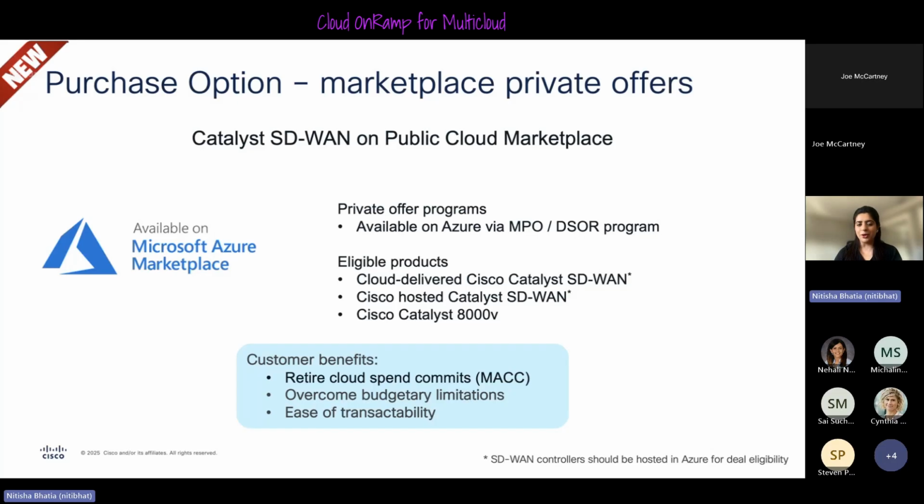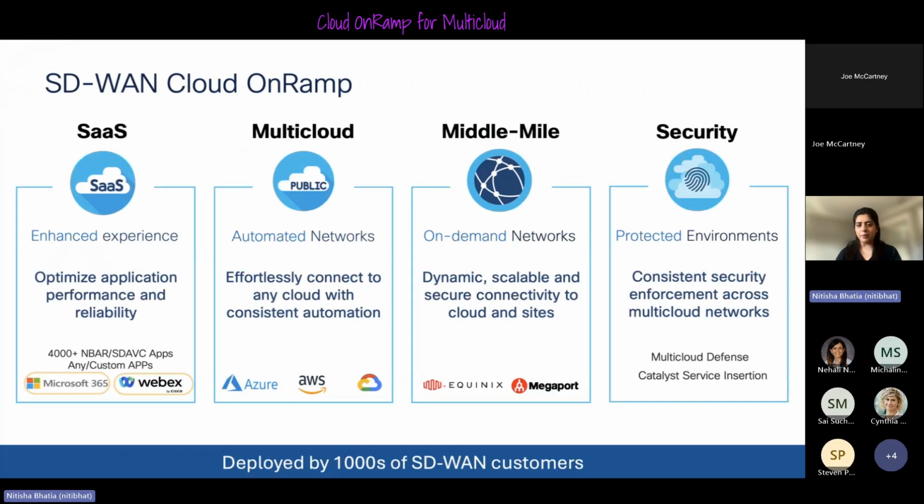The other piece I want to talk about, which is again a recap from the previous one, is just the four core pillars of Cisco SD-WAN Cloud on Ramp. The first one is SaaS optimization, and we do have an amazing day three session coming on this.